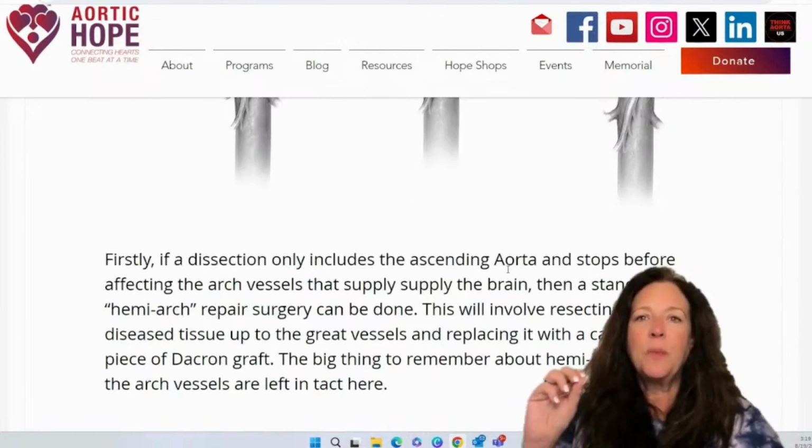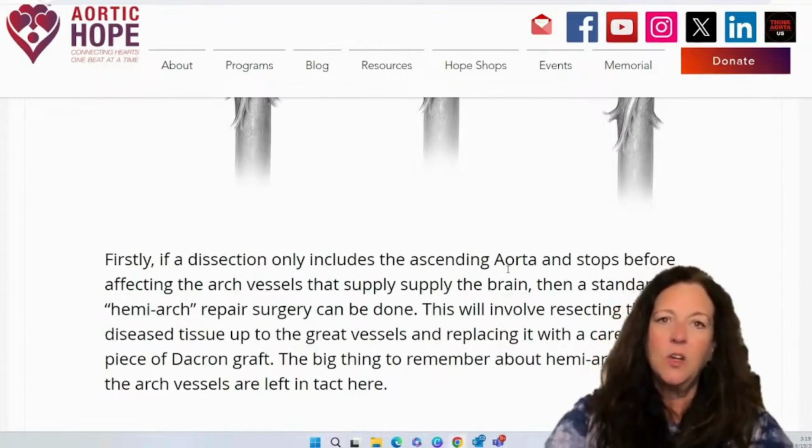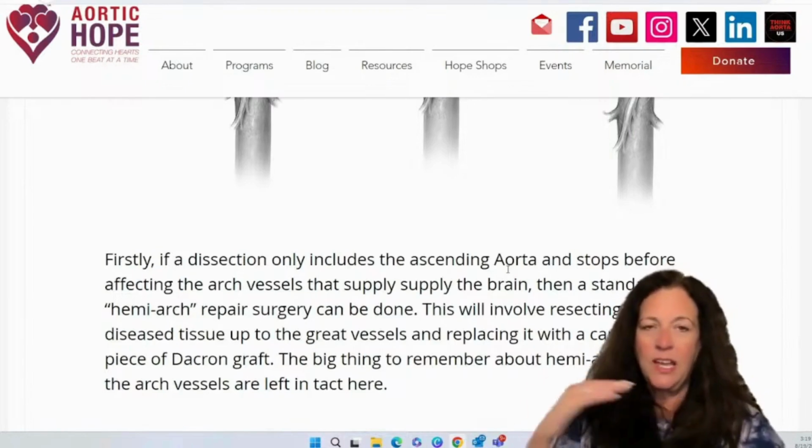The big thing that you need to remember when it comes to a hemiarch is that the arch vessels are left intact. Nobody's touching anything that has to do with the arch. I know that's what I personally had. The arch does not get touched, okay?